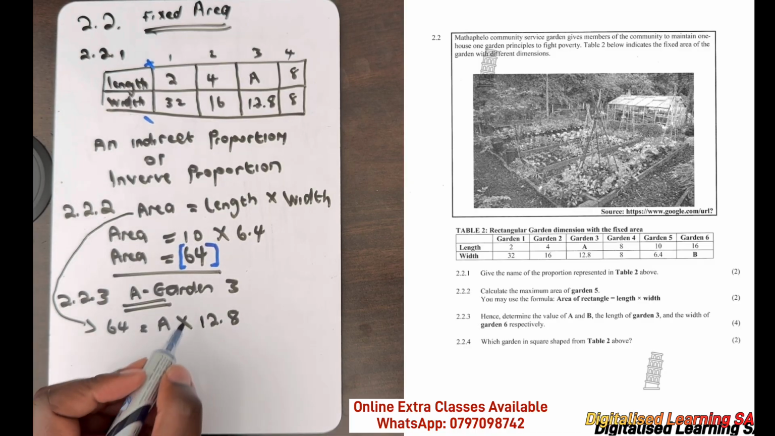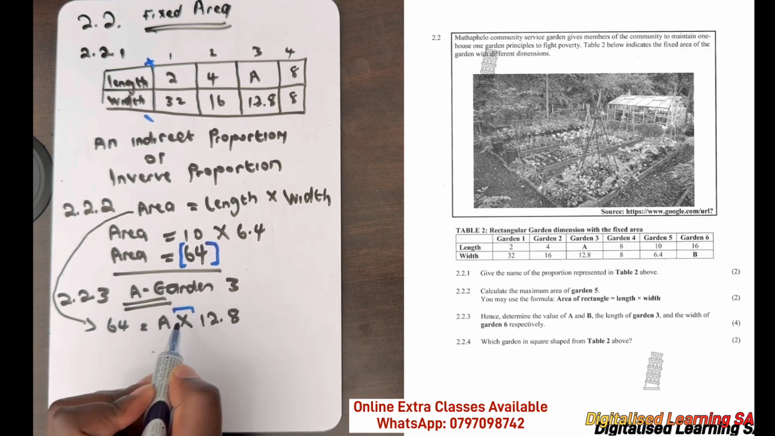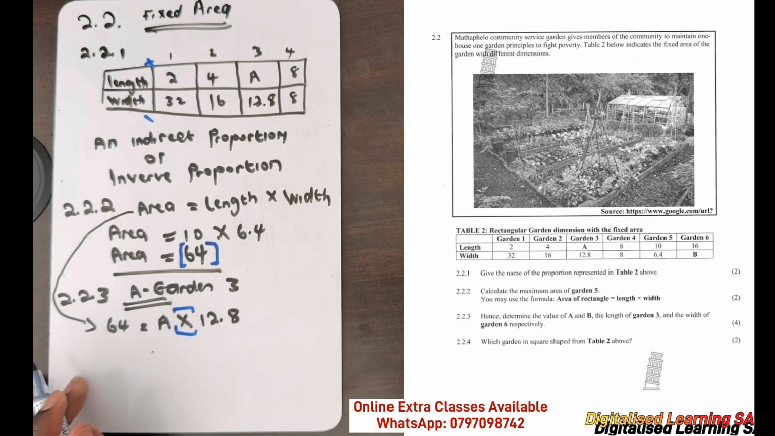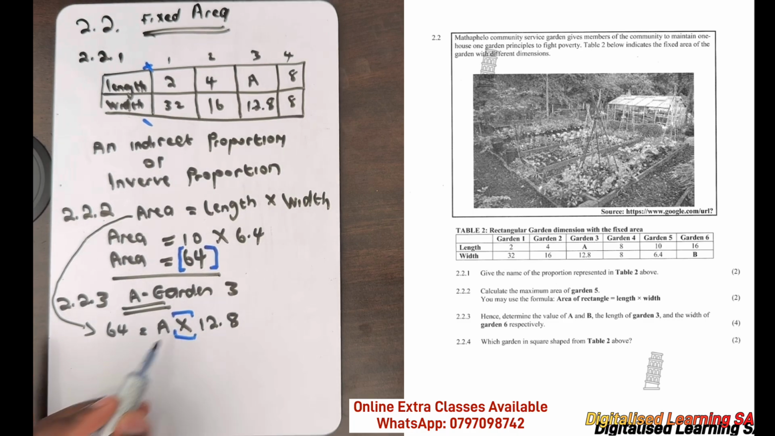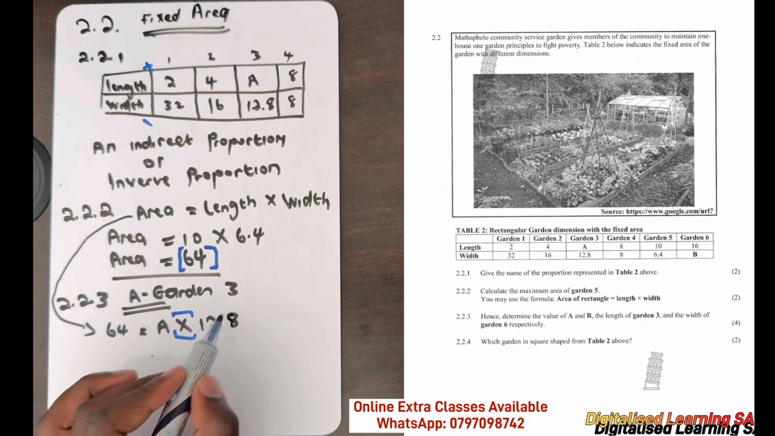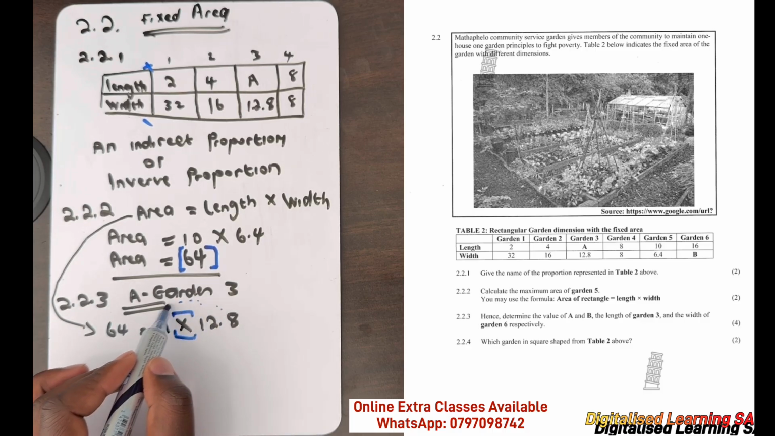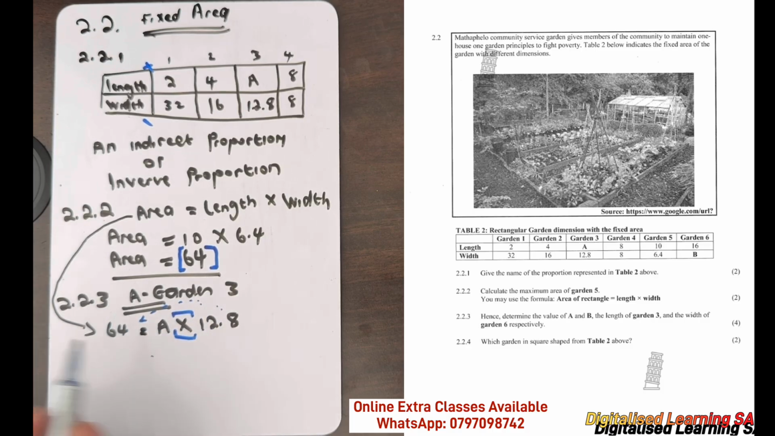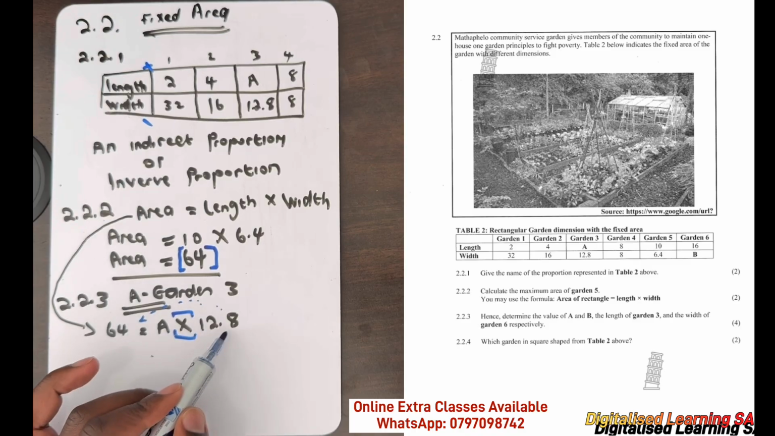In this case, we can see that in the middle we have a multiplication sign. So if we want to remain with A, we don't take 12.8 to the other side. We need to divide by 12.8 so that A can remain alone. Because it's a multiplication, we divide by 12.8.